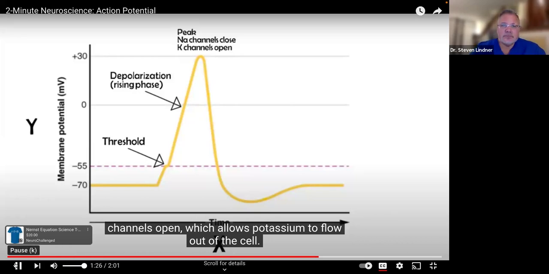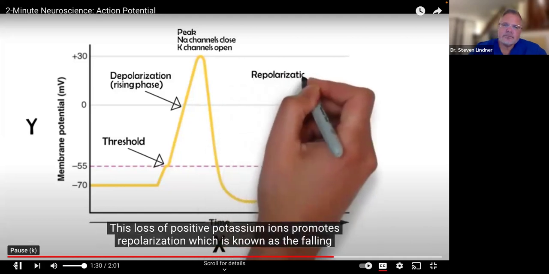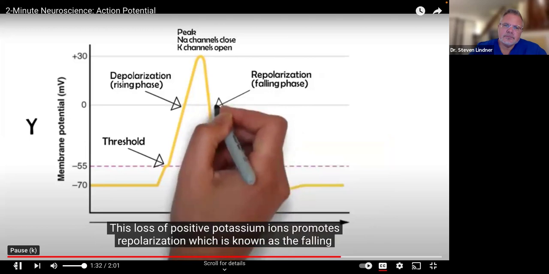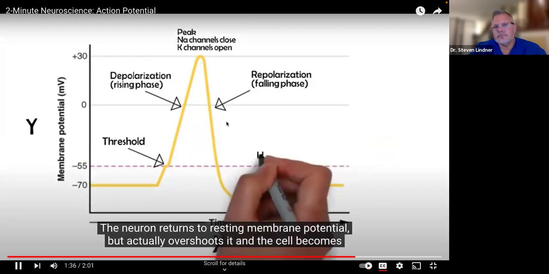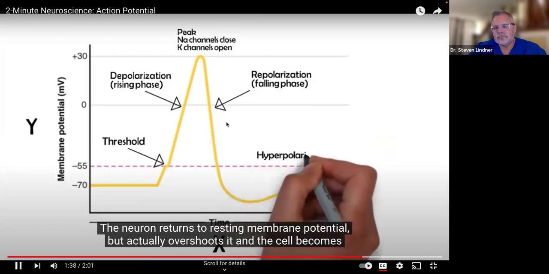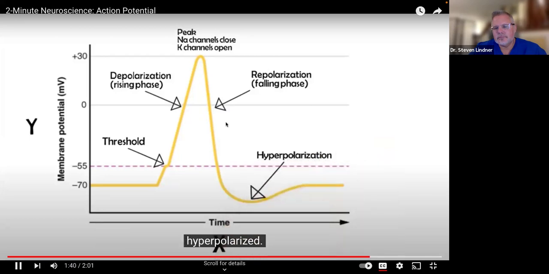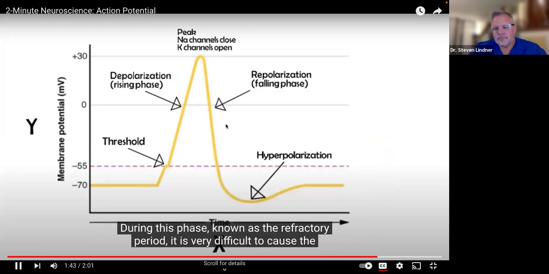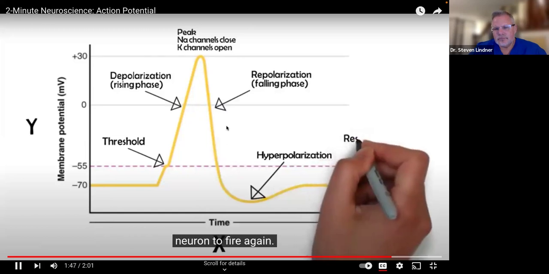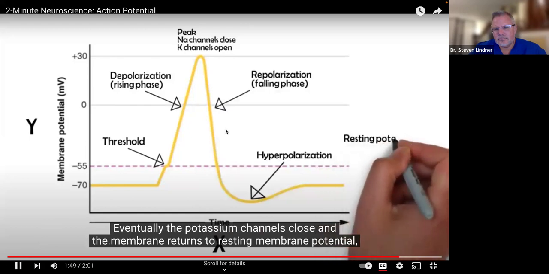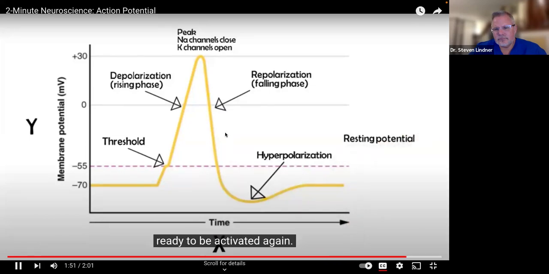This allows potassium to flow out of the cell. This loss of positive potassium ions promotes repolarization, which is known as the falling phase of the action potential. The neuron returns to resting membrane potential, but actually overshoots it, and the cell becomes hyperpolarized. During this phase, known as the refractory period, it is very difficult to cause the neuron to fire again. Eventually, the potassium channels close and the membrane returns to resting membrane potential, ready to be activated again.